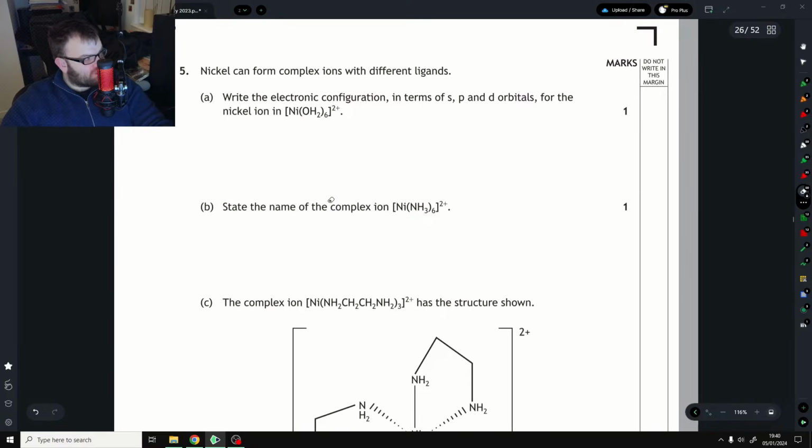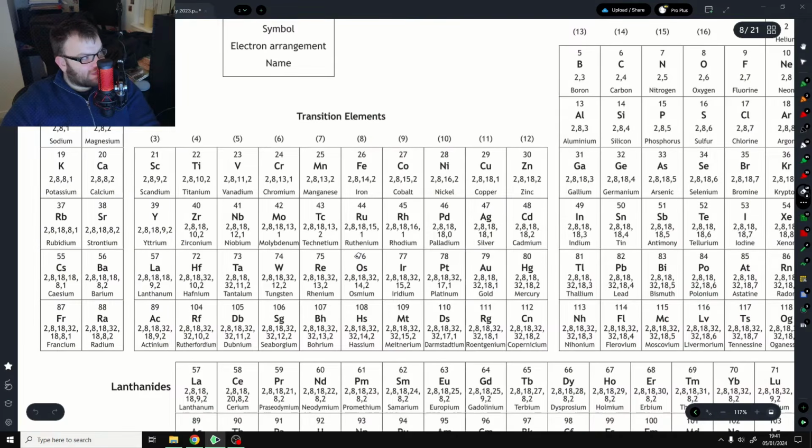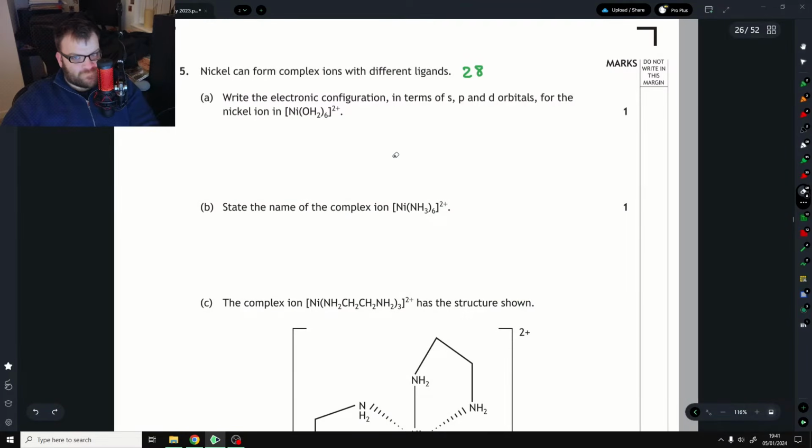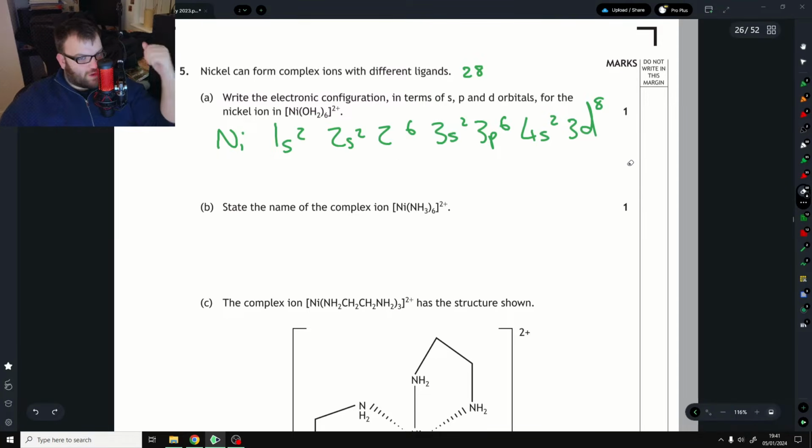Next question, we're talking about transition metal complexes. We're first asked to write the electron configuration of the nickel in this reaction. First thing I would do is check the number of electrons that nickel atoms have. Nickel has 28 electrons. Next, I would write out the full configuration based off of 28, where you have 1s2, 2s2, 2p6, 3s2, 3p6, 4s2, 3d8.